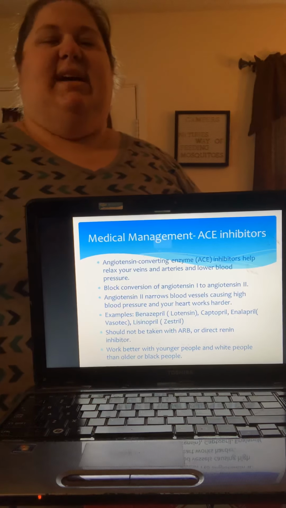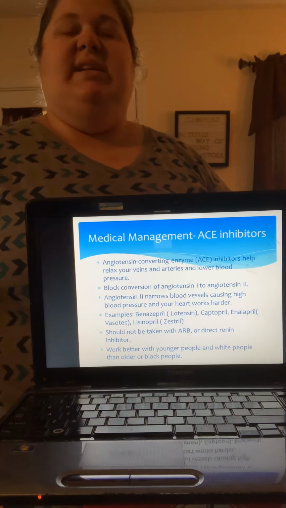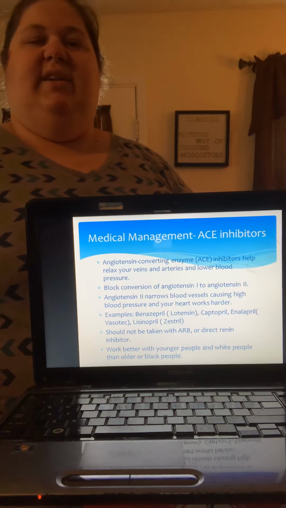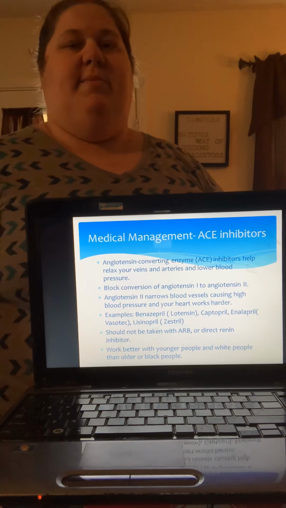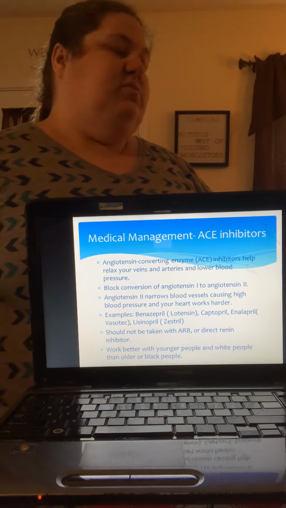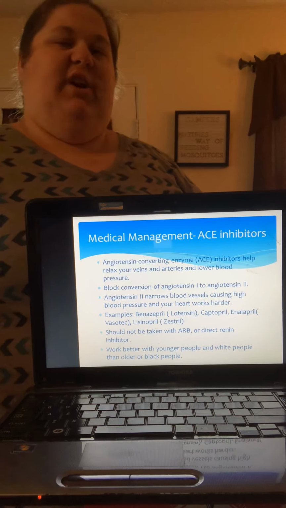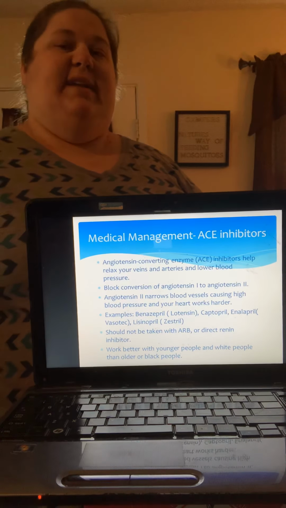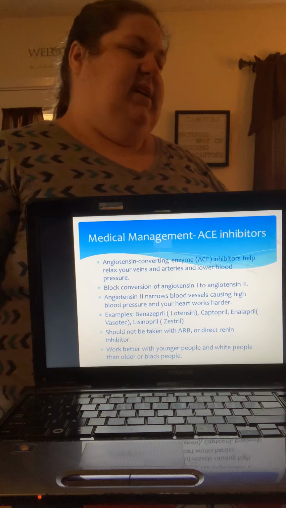So this next slide discusses some of the pharmacological management for hypertension. So the first line of medications usually that will be prescribed are ACE inhibitors. ACE inhibitors stand for angiotensin converting enzyme inhibitors. That's where the ACE comes in.